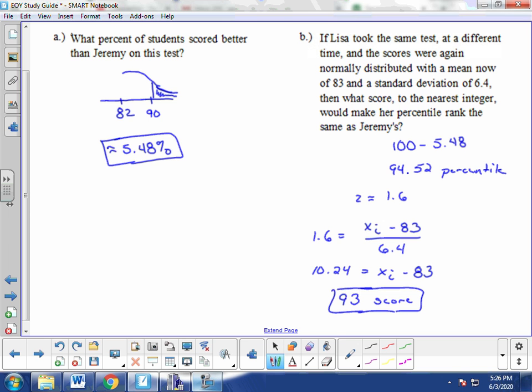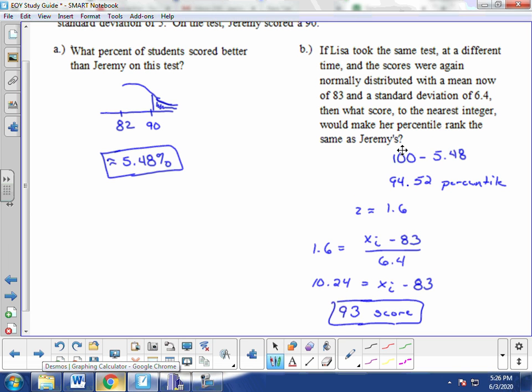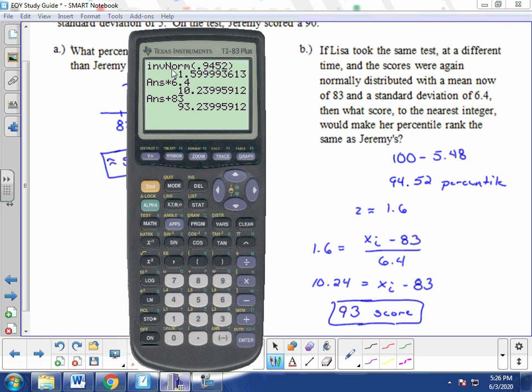So the quick way to do this, if you know a percentile and you want to find the z-score, is to use the inverse normal distribution key. You can type in the percentile rank, and that's going to give you the z-score.